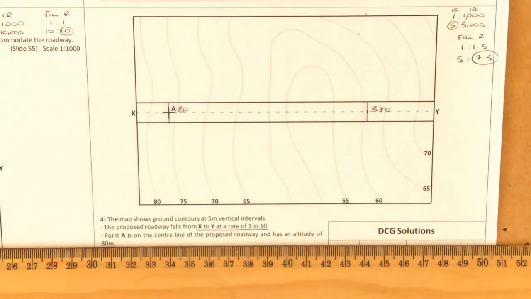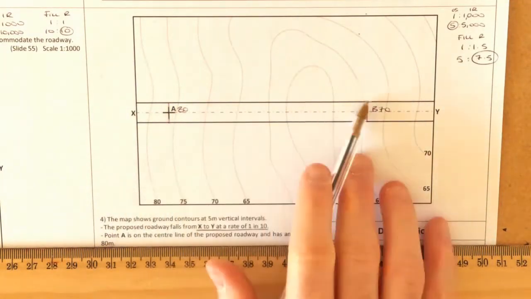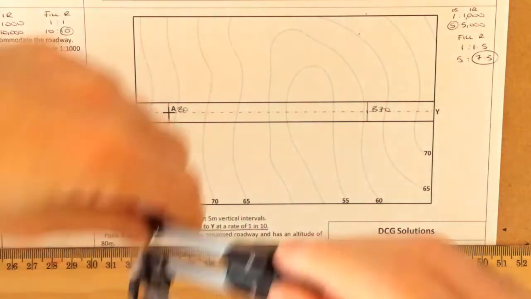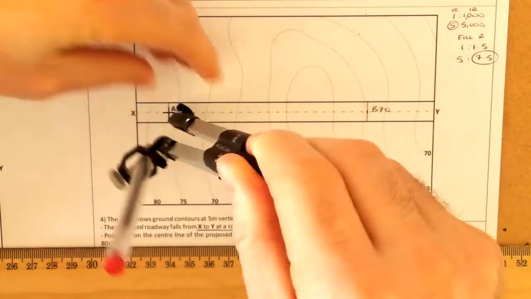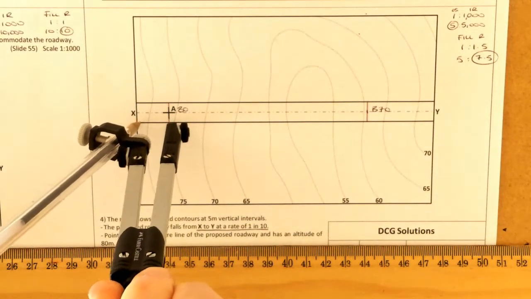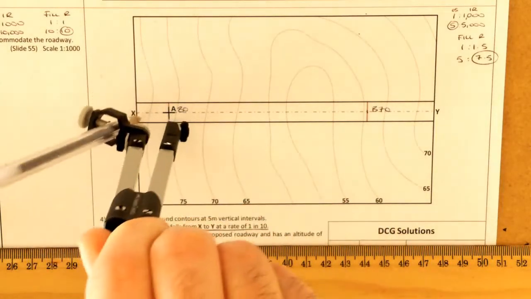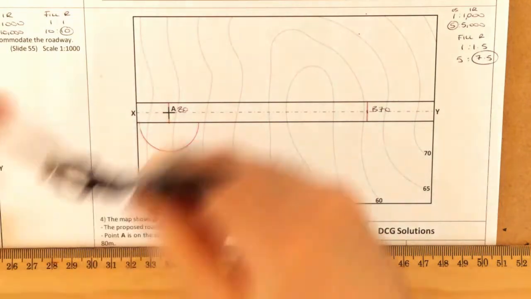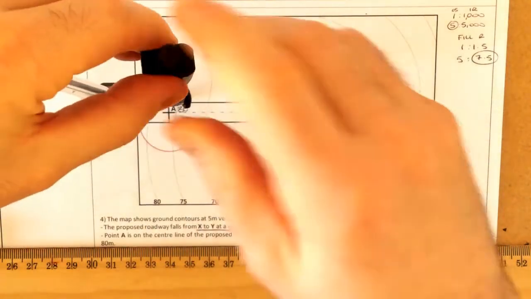So, difference in height from A to B, 80 take 70 is 10. 10 times my fill ratio, 10 times 1.5 is 15. So I'm going to get 15 on my compass, 15 millimeters, to use for my fill cone. Do it at the highest part of the road, which is at A. I'm going to put in my fill cone. If I do it on the southern side, I'm also going to do it on the northern side.